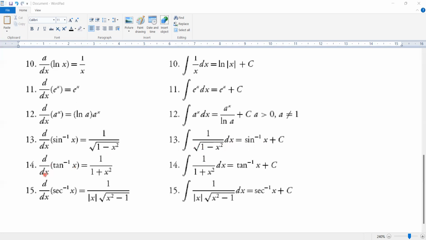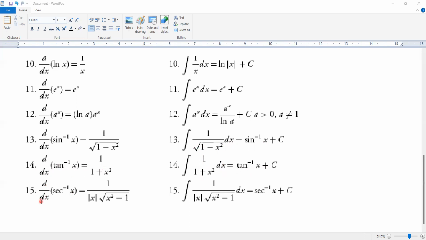Derivative of tan inverse x with respect to x is 1 upon 1 plus x square. Integration of 1 upon 1 plus x square dx is tan inverse x plus c.